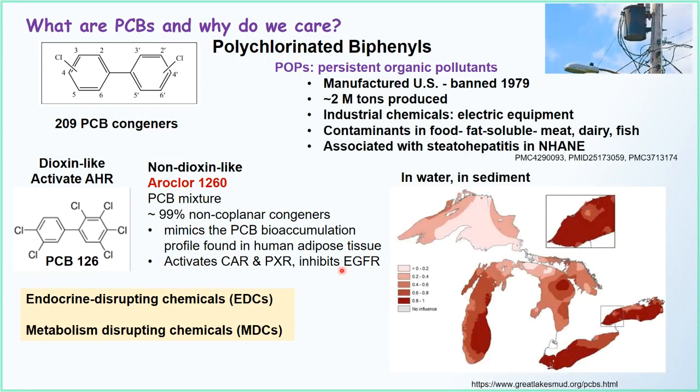Now, the manufacture of PCBs was banned in 1979, so long ago, but these chemicals, because they're persistent, continue in the environment. So this is the Great Lakes. And what we can see is that in water and in sediment, they're enriched for PCBs. And so this is where Buffalo is, and this is where Rochester is in New York State.